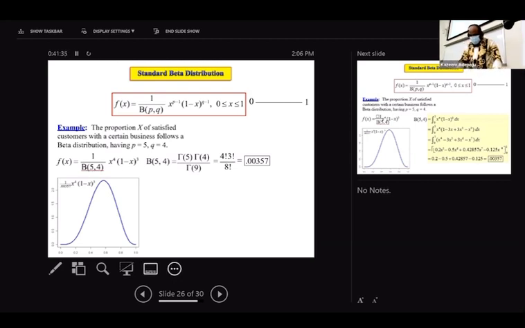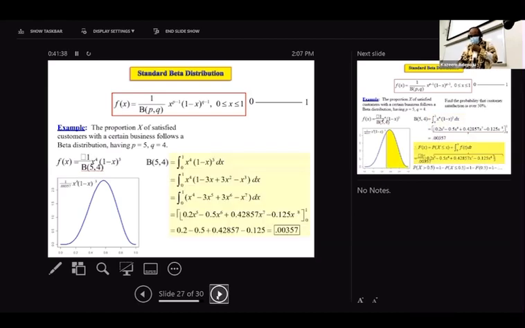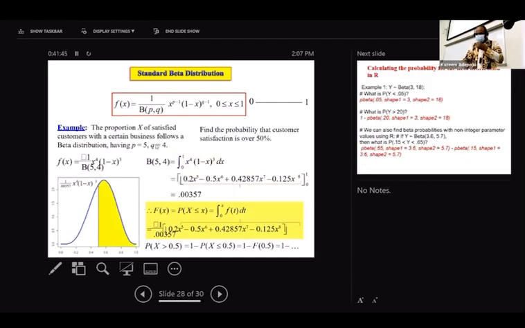If you want to answer a question, it is asking you to find the proportion of satisfied customers with a certain business, which follows a beta distribution. Find the probability that the customer satisfaction is over 50%. Over 50% is the probability of X greater than 0.5. If I want to solve that, it means I'm actually going to make use of a beta distribution to do that.